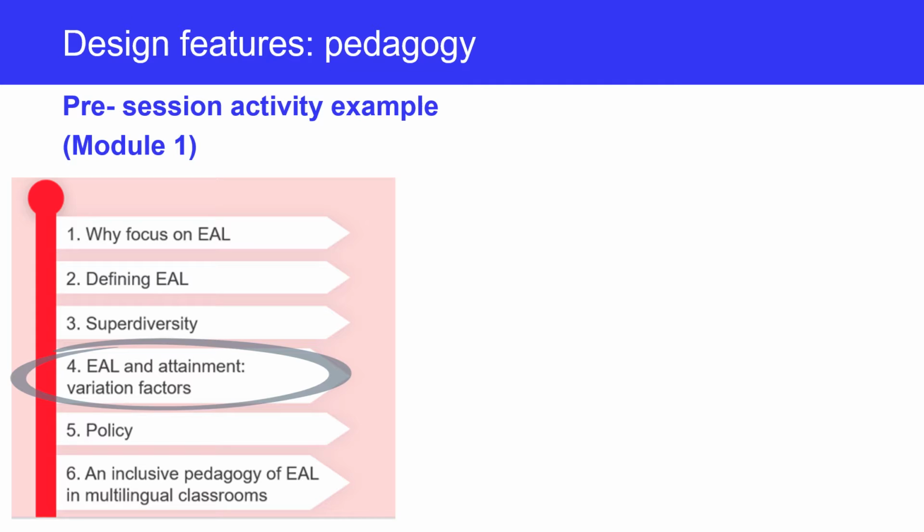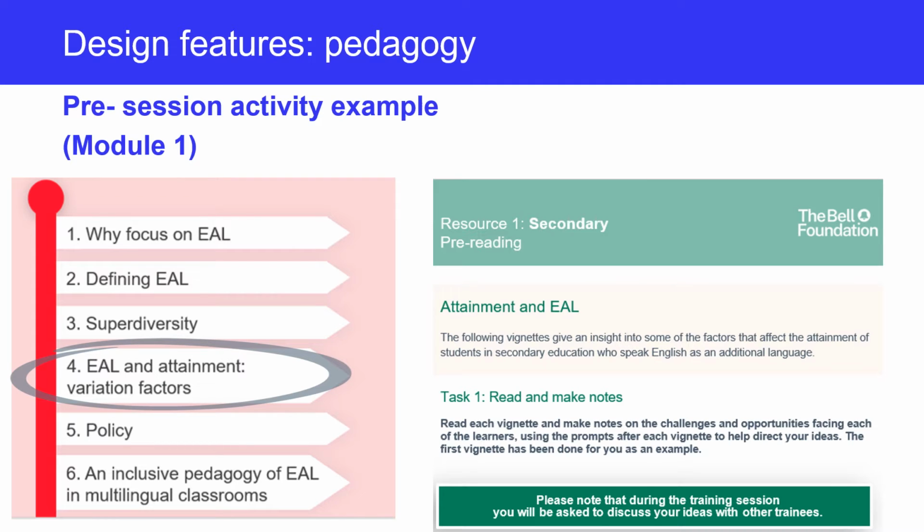So this is an example of a pre-reading activity. It's part of Module 1, Stage 4, that looks at EAL and attainment and what variation factors impact attainment of pupils with English as an additional language. So the pre-reading activity for this stage is a read and take notes task. Student teachers will be reading vignettes and will make notes on the challenges and opportunities facing each of the learners in the vignette, using prompts to help direct their ideas.